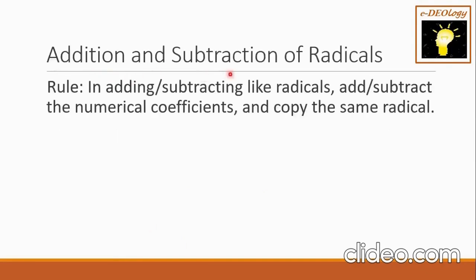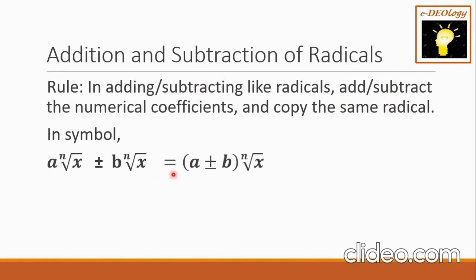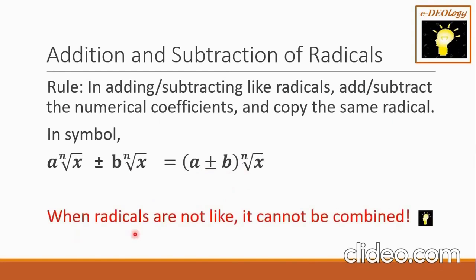Let's go now to addition and subtraction of radicals. As a rule, in adding or subtracting like radicals, add or subtract the numerical coefficients and copy the same radical. In symbols, we have a nth root of x plus or minus b nth root of x. The answer here is a plus or minus b, and then we affix the common radical, the nth root of x. Take note that when radicals are not like, they cannot be combined.